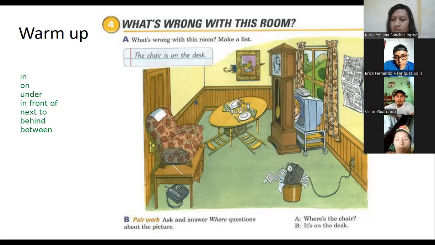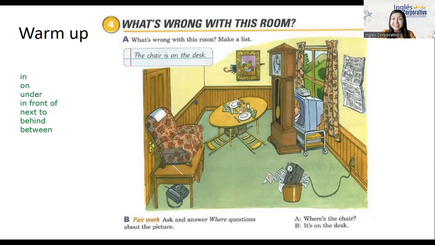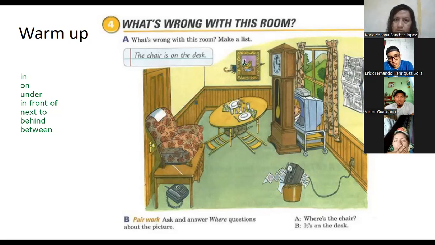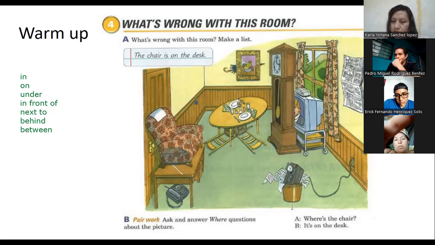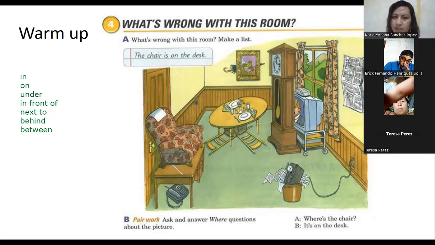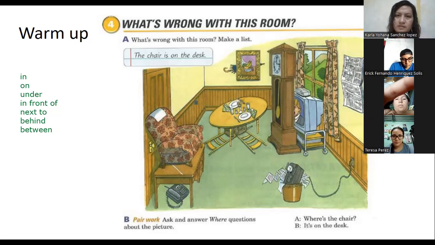What about the umbrella? The umbrella is behind the picture? Exactly, Teresita. The umbrella is behind the picture. What about the radio? Radio is on, I don't say basurero in English. The waste basket. Waste basket or trash basket. Ajá, puede ser así. Como aprendíamos ayer, waste basket or trash can. Trash can. The radio is in, está, it's dentro, in the trash can. Yeah, that's it. If I want to use between, for example, the television is between the window and the clock, right? Between the window and the clock.